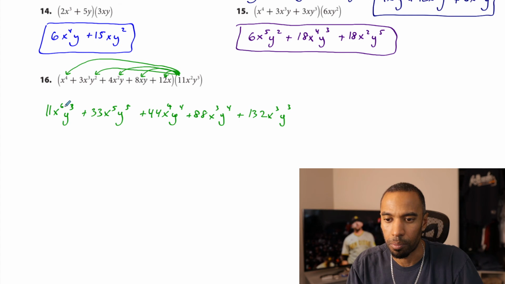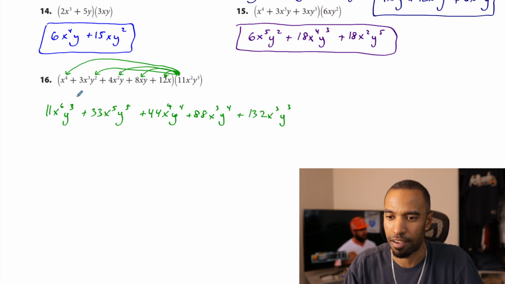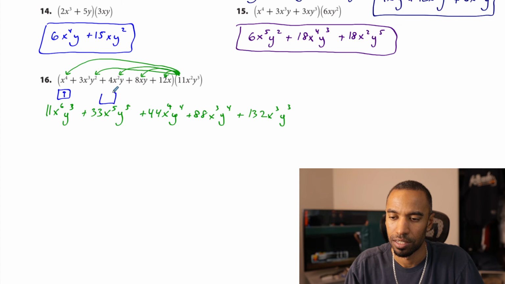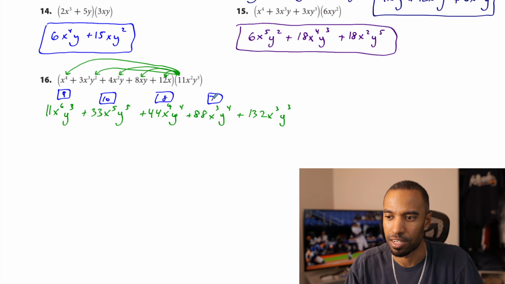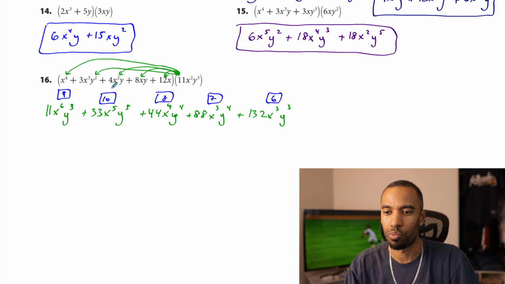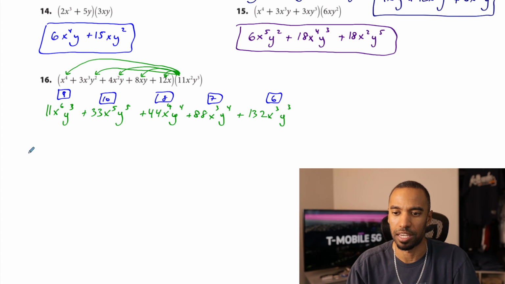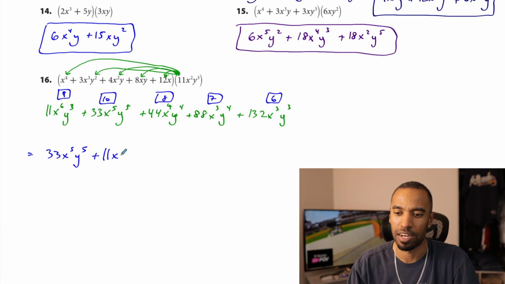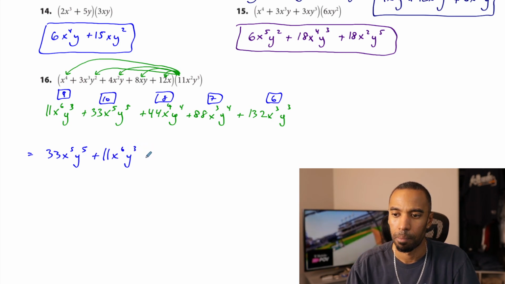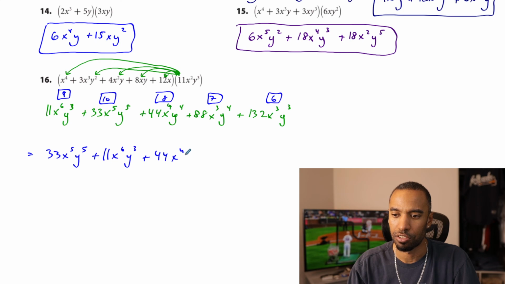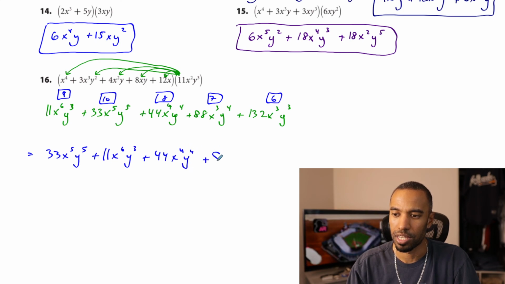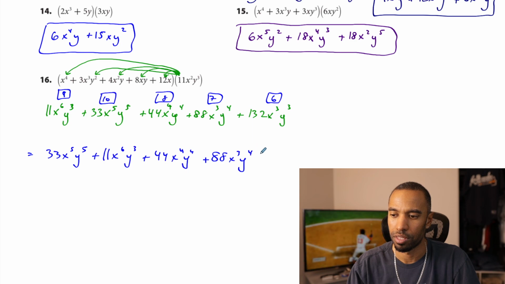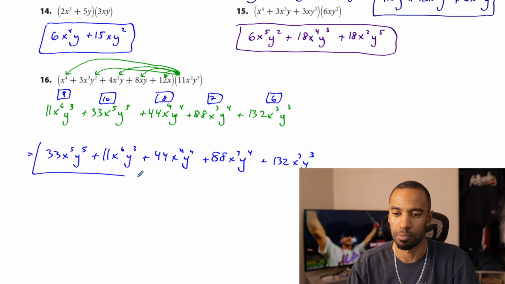If I wrote standard form here, let's look at the degrees now that I have this 5-term polynomial. I have degree 9, 10, so that's going to be probably first here. Degree 8, 7, and looks like 6. So I'm going to rewrite these things here. I'm going to get that one first. This becomes 33 x to the 5th y to the 5th plus 11 x to the 6th y cubed plus 44 x to the 4th y to the 4th plus 88 x cubed y to the 4th plus 132 x cubed y cubed. And that's standard form. Switch the first two terms there. And there we have it.